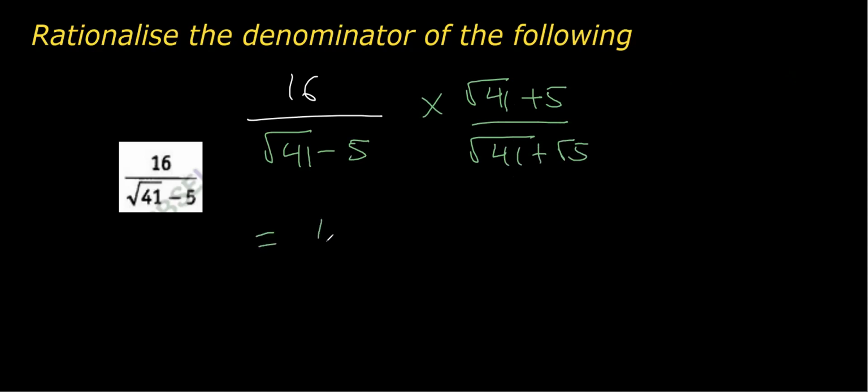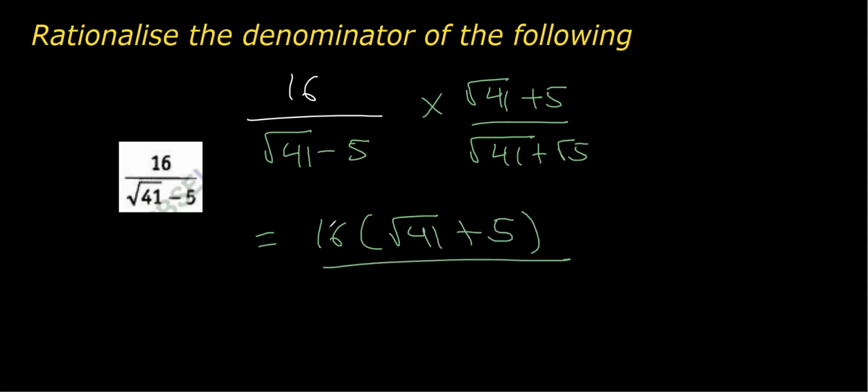Now, if you multiply 16, let me write it down first in the product. Then what you have to remember is, this is a minus b into a plus b, right? The identity we are using is a minus b times a plus b, which is a square minus b square. So we have this a as root 41, squared, minus b square. b is 5, not root 5.